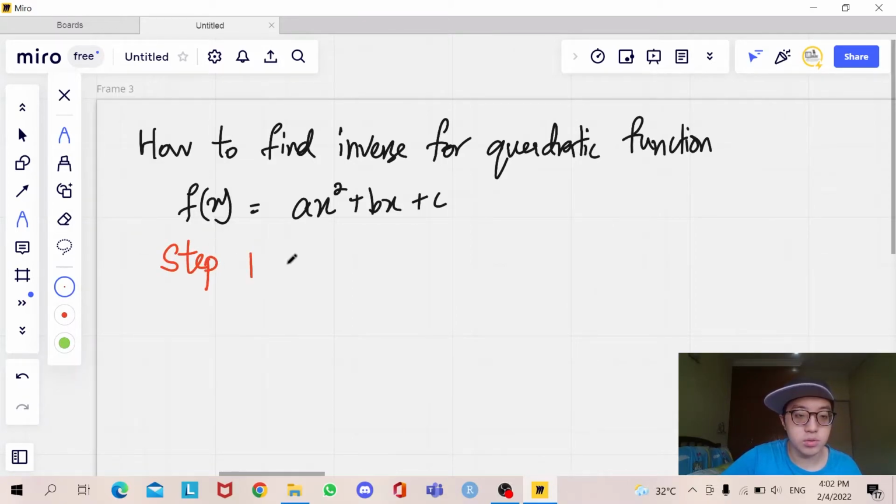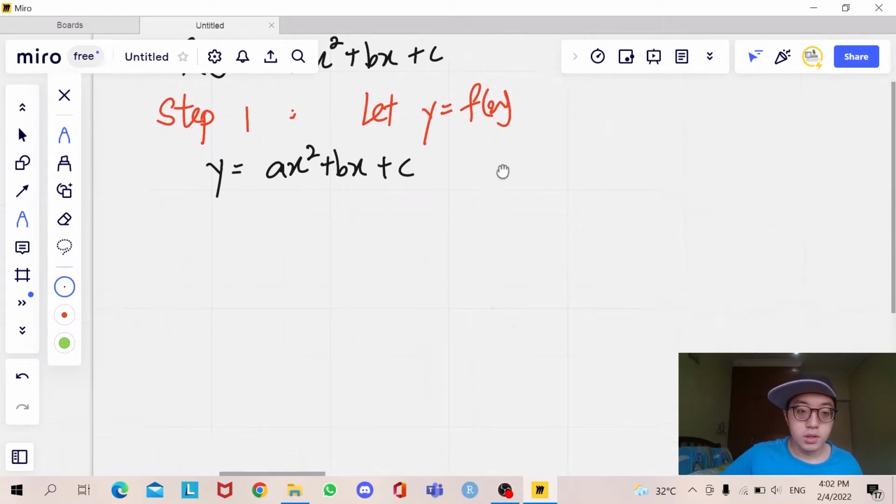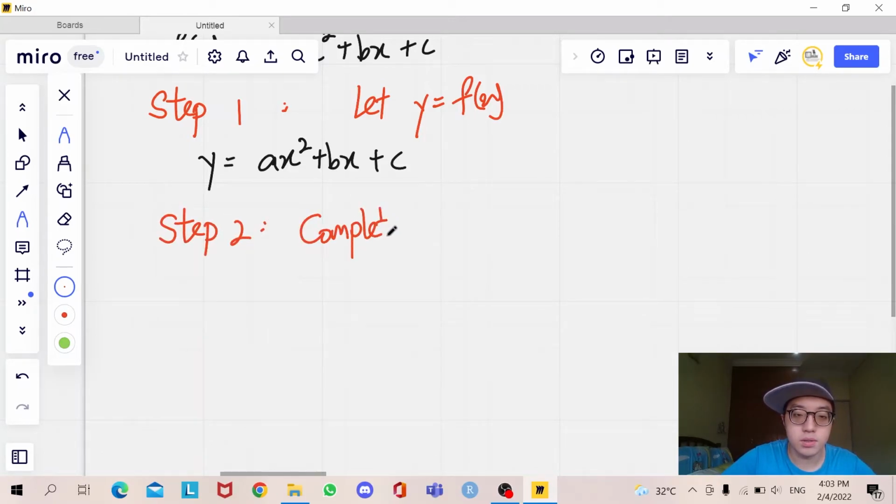Step number one, you still let y equal f(x). In order to look for inverse functions, your first step is always to make y equal to the whole thing, y equals f(x). The second step is a little bit different, because you need to make x the subject. You have a term of x squared and a term of x here, so the only way to have only one term of x is step 2: complete the square.